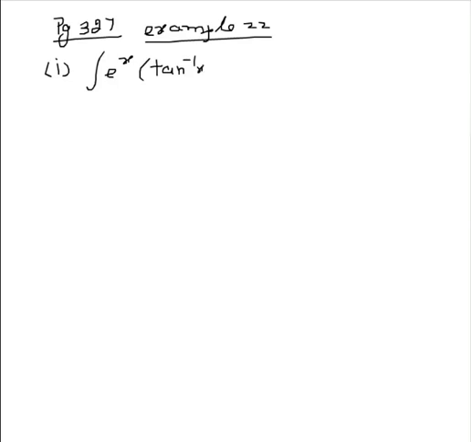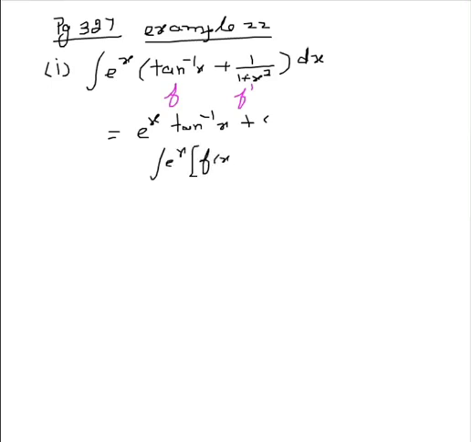Page number 327. Let us do example 22. First subdivision. Integral e power x times tan inverse of x plus 1 divided by 1 plus x square dx. This is a simple, direct question. This is f and this is f dashed. Write the formula and apply that formula, so we get the answer e power x tan inverse of x plus c, and the formula is, write the formula.